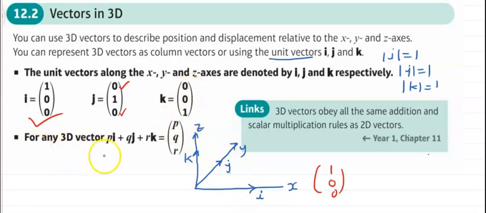So any 3D vector we can write as pi plus qj plus rk, or as a column vector p, q and r. This is our preferred form, so I will use this form to represent vectors. Let's go through the questions now.